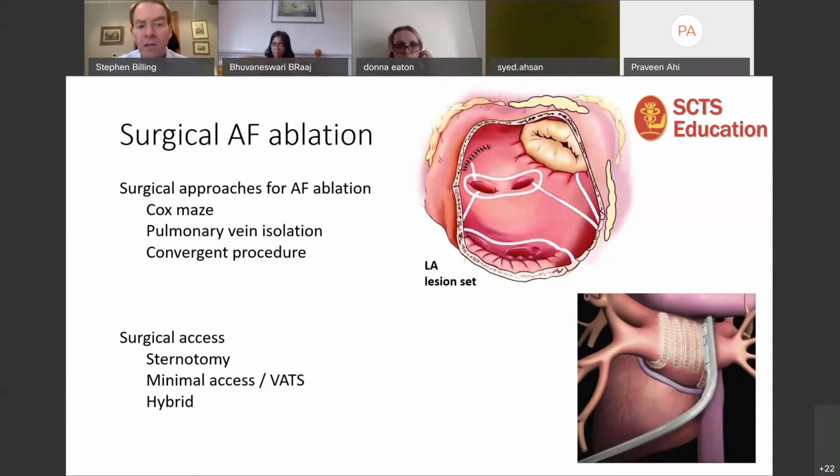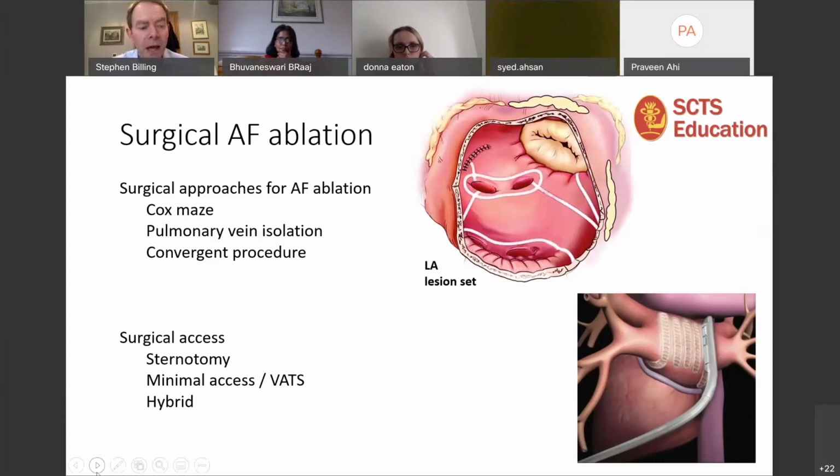Another approach for which I've seen superb results is the convergent procedure, and that's shown in the lower right diagram, where basically you use this device, it's a unipolar radiofrequency, to burn the whole of the back wall of the left atrium. And the superb data I've seen from London on that was combined with pulmonary vein isolation by catheter. So a minimal access approach. This device can be inserted through a subxiphoid incision, and then you have a catheter-based pulmonary vein isolation in combination with it. So a very attractive technique, especially for isolated AF.